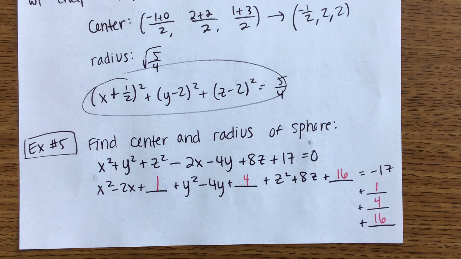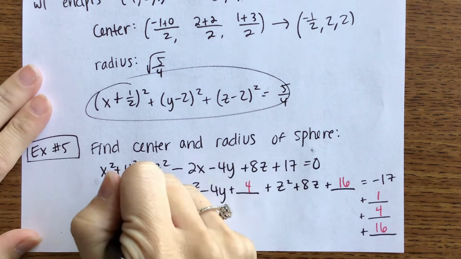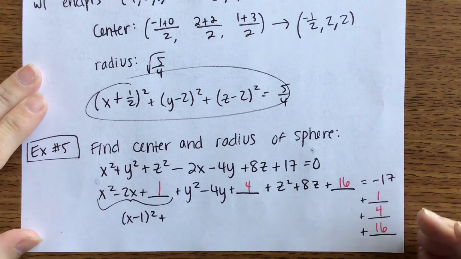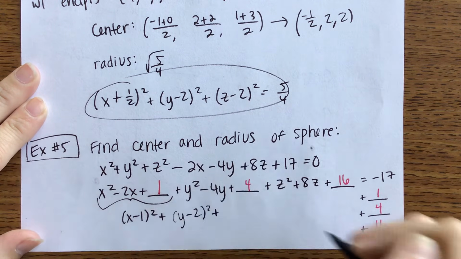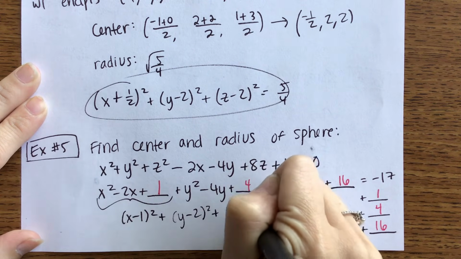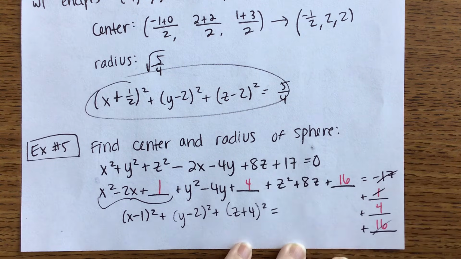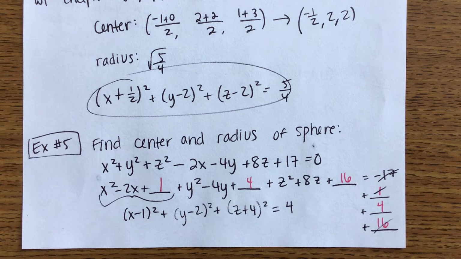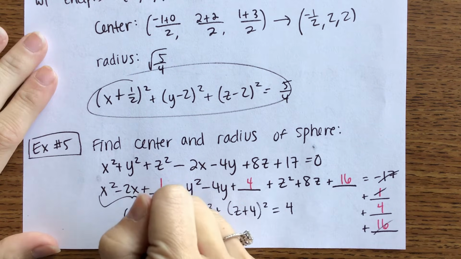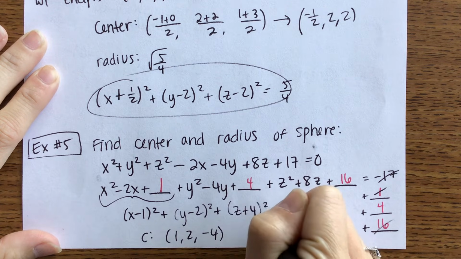Okay, if we completed the square correctly, each of these should be perfect square binomials. So when we factor this one, we're going to get (x - 1)². Factor that one, you're going to get (y - 2)². And then (z + 4)². On this side, this negative 17 and positive 17 cancel, and we just get a 4. So ultimately then, our center ends up being (1, 2, -4), and we have a radius of 2.